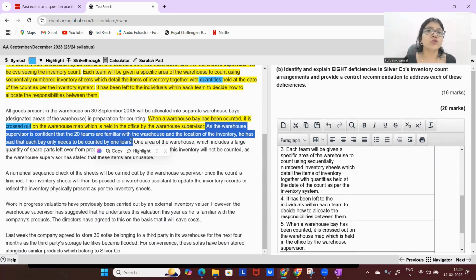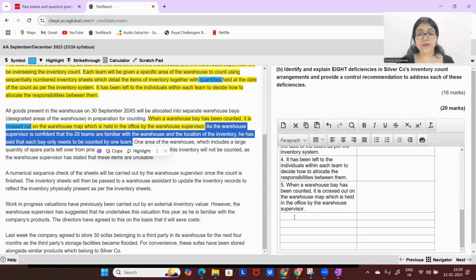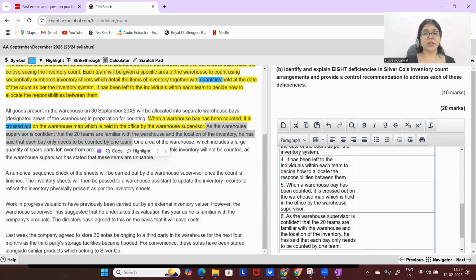But there can be issues in terms of frauds or errors happening within the inventory counting, because only one bay is being counted by one team. Any omissions or mistakes they make, nobody else is reviewing them. So this is another deficiency that you can write. So we are done with this one as well.